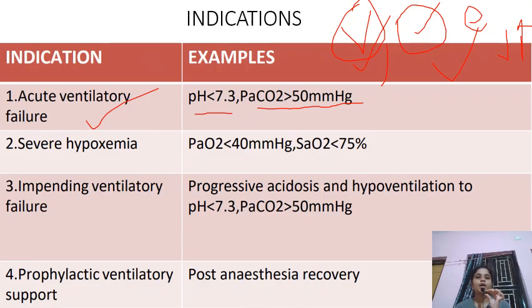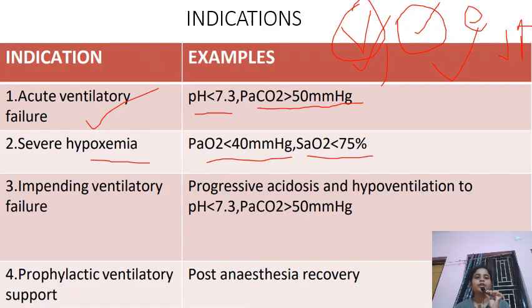Severe hypoxemia, when oxygen levels are very low in the blood, so saturation is less than 75 or PaO2 levels are less than 40 mm of Hg. So the partial pressure of oxygen and the saturation of oxygen are both low.